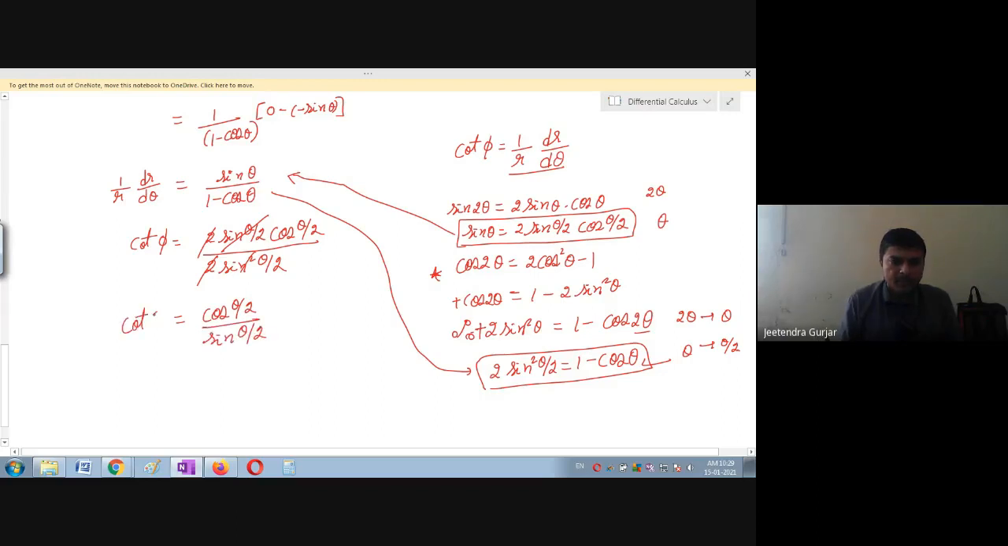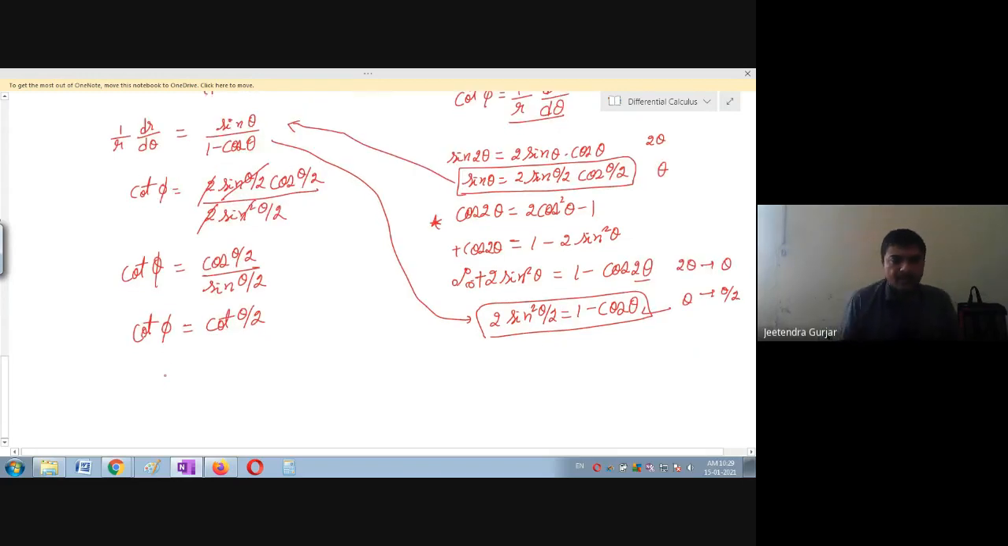So can anybody tell me what is cos theta by 2 upon sin theta by 2? Yes, very good, excellent. You should be fast nowadays. Cot theta by 2 is the correct answer. So now you can see what I have done. One can easily see in the LHS there is cot, in the RHS also cot is there. So cot and cot will get cancelled. Therefore, phi is equal to theta by 2, which is nothing but our required answer.